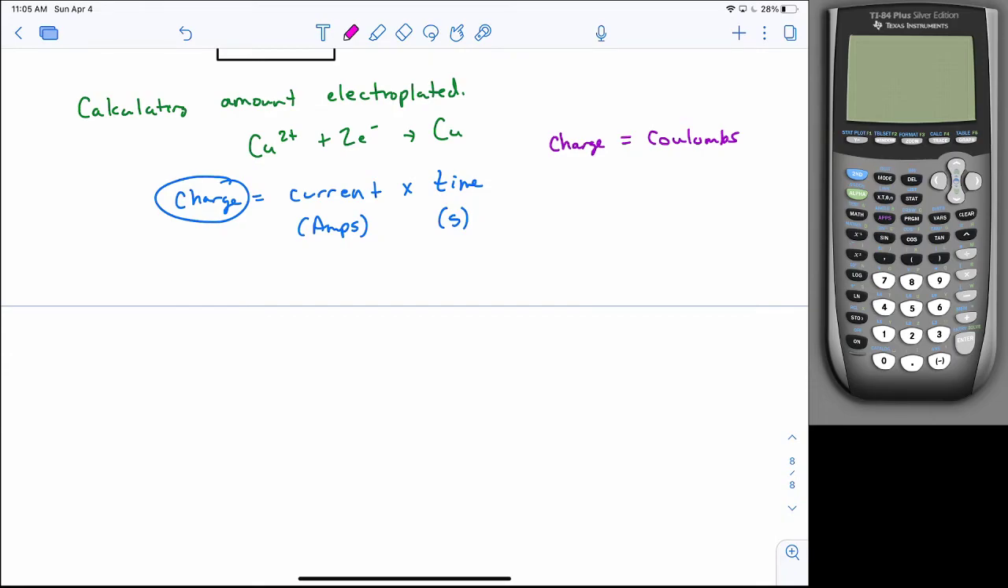Which helps us then solve for the next part of this problem, because we need to convert coulombs into a number that we can measure as well. And so Faraday's constant says that 96,500 coulombs is 1 mole of electrons. So whatever number of coulombs we have, we can figure out how many moles of electrons we have in that situation, because we know that 96,500 coulombs is always 1 mole of electrons. So you can take the coulombs that you get and divide it by 96,500, and that's your moles of electrons.